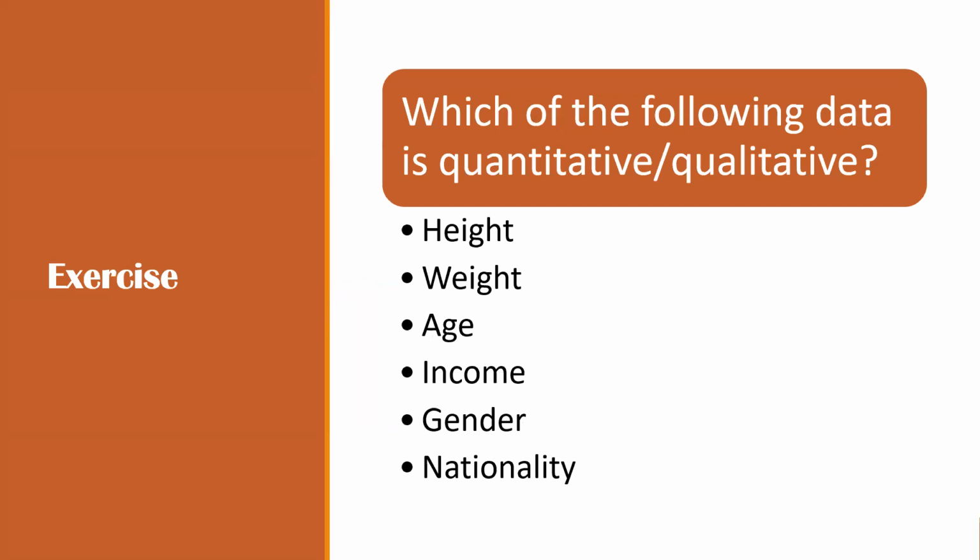Right, so which of the following data is quantitative or qualitative? Height, weight, age, these are quantitative data. Income as well. And the last two are qualitative.